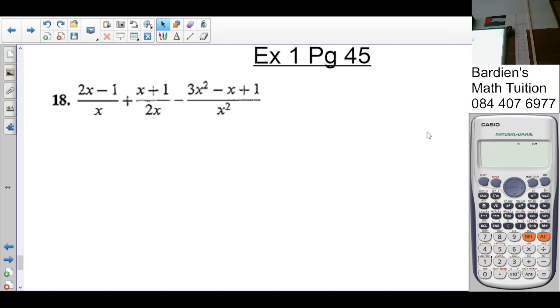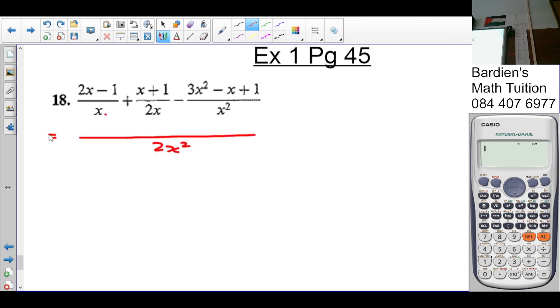What's your LCM? Tell me what's your LCM? 2x squared. So x times what is 2x squared? 2x. So it's going to be 2x into 2x minus 1. Plus 2x times what is 2x squared? X. So I'm left with x plus 1. So 2x squared times x squared times what is 2x squared? 2.